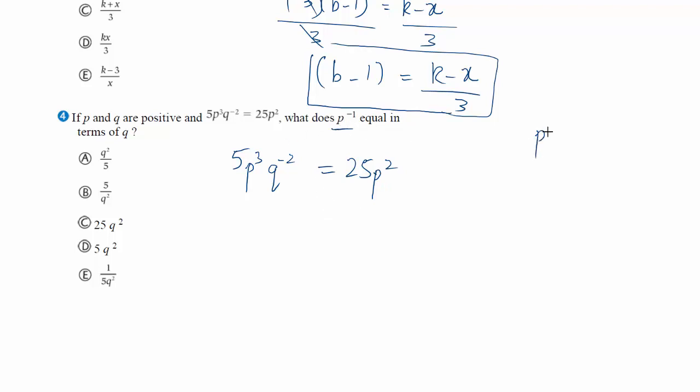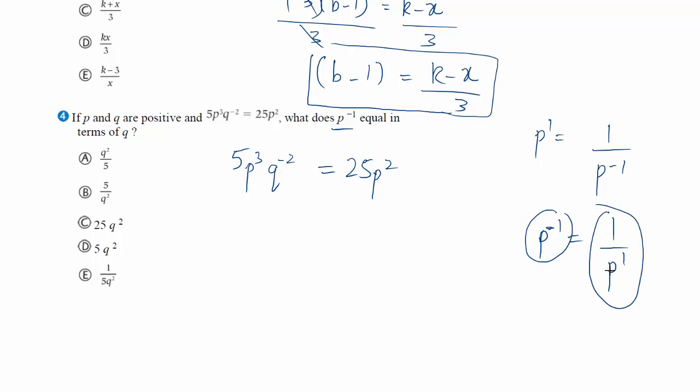It means p raised to the power minus 1 is actually 1 by p to the 1, right? 1 divided by p to the 1 power. Very important, here you can see that p cubed is on the left side and p squared is on the right side. So if we divide both sides by p cubed, you will get p squared divided by p cubed. When you cancel that, you will get p in the denominator, which you want, 1 by p.